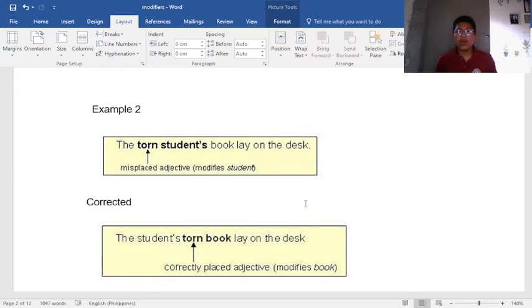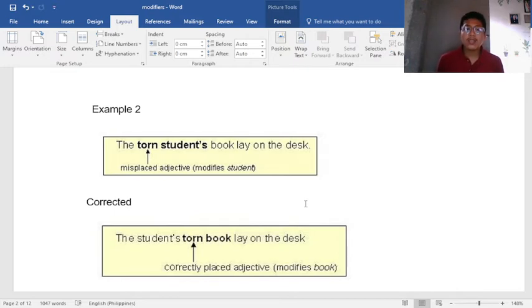The statement's meaning would be unclear for us to comprehend. So, in order to correct the statement, we have to place the modifier correctly. To correct, we can say, the student's torn book lay on the desk. Meaning to say, the torn object here is the book, not the student.